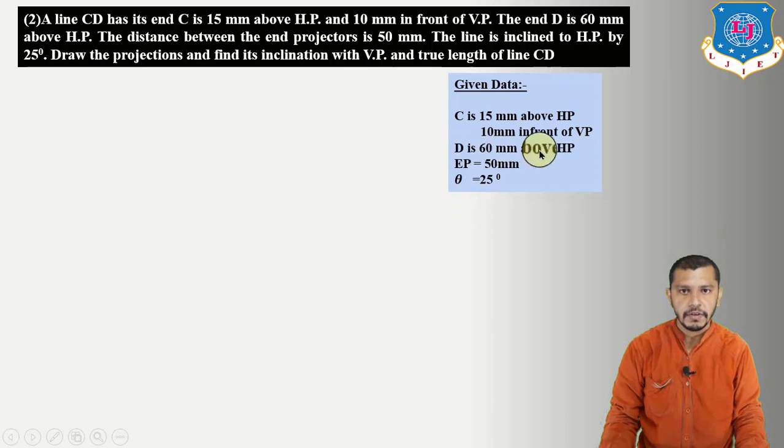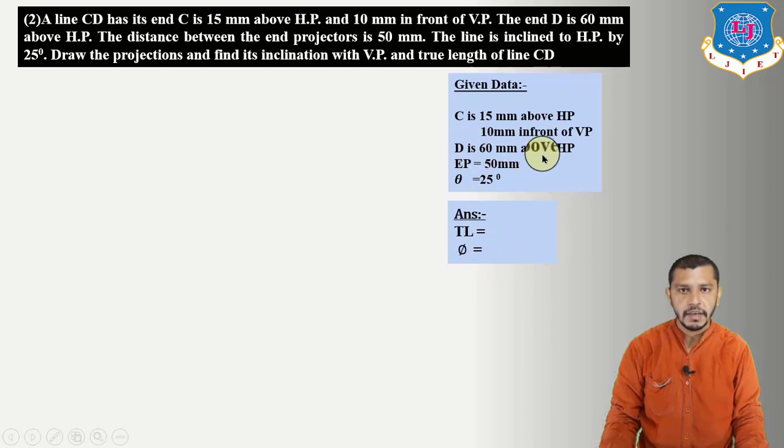Now here the locus of D is not given, or we can say that the half locus of point D is given. So from this data we will get D dash only, that means the elevation of D only. We don't get the plan of point D. But in place of that data, theta is given. And we have to find out the angle of inclination of the line with the vertical plane and the true length of the line. So we have to find the true length and the angle of inclination of the line with the vertical plane, that is phi.